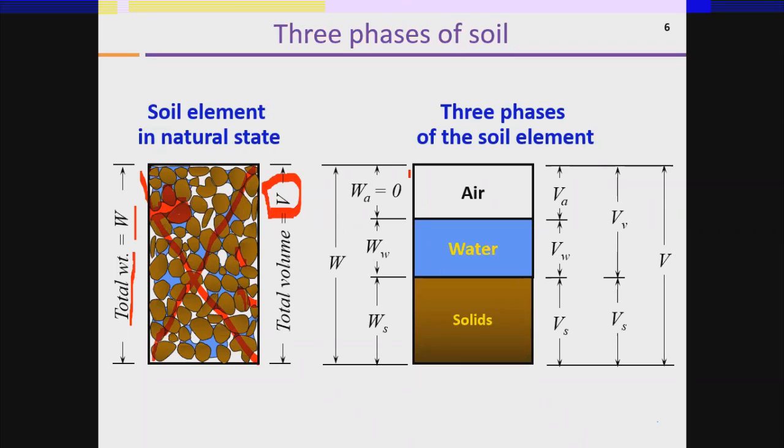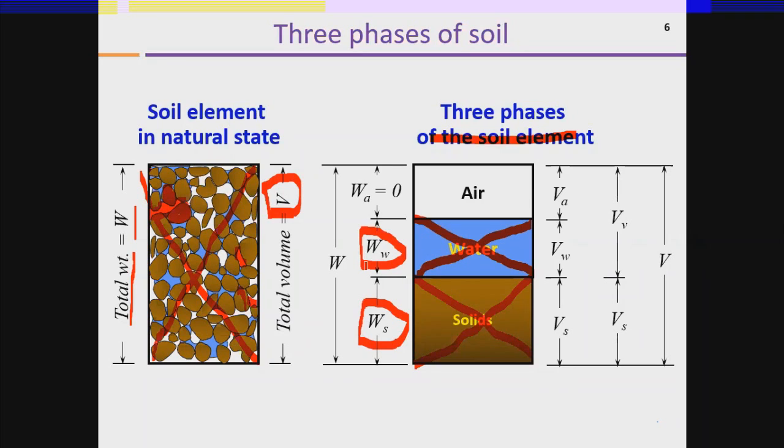Now let me discuss this in the three-phase soil element, in which this bottom portion will be occupied with the soil solids, and the weight will be equal to Ws, which will be known as the weight of the soil solids. And let's suppose if water will be present inside the voids, then this zone will be reserved for the water, and this weight will be called the weight of water.